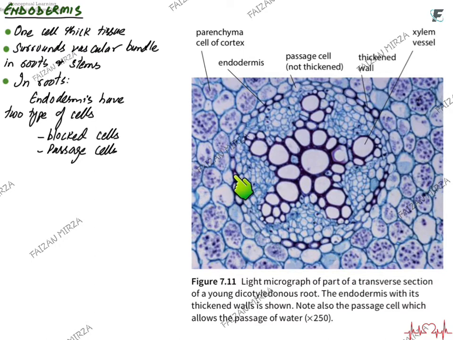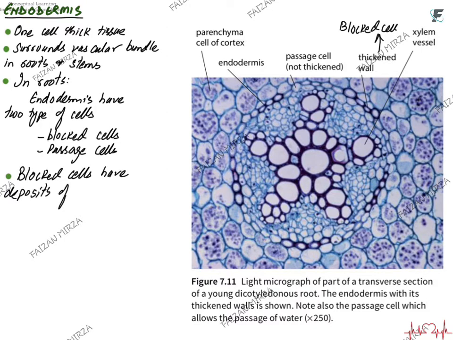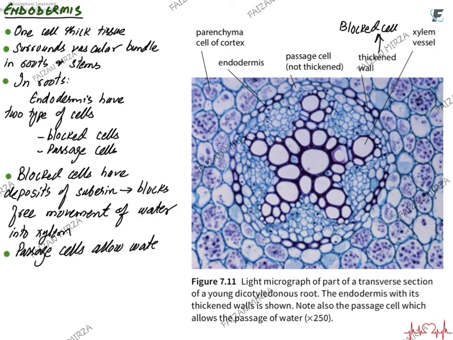And in the endodermis, you can see these are the thickened cells, these are the blocked cells, and these are the passage cells. Again, these are the blocked cells, again, these are the passage cells, and so on and so forth. So the blocked cells have extra deposition of a substance which is called suberin. And this suberin is a tough substance. It blocks the free movement of water into the xylem. And not just water, even the substances which are dissolved in water, for example, any pathogen or any infectious agent, just cannot move into the xylem because the cell will stop this water from entering.